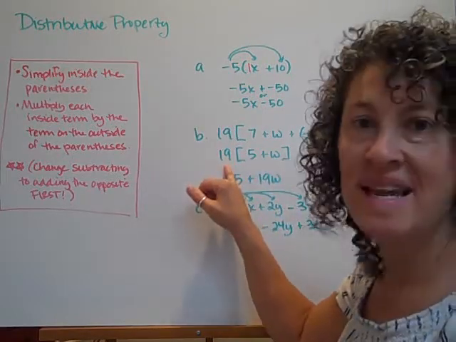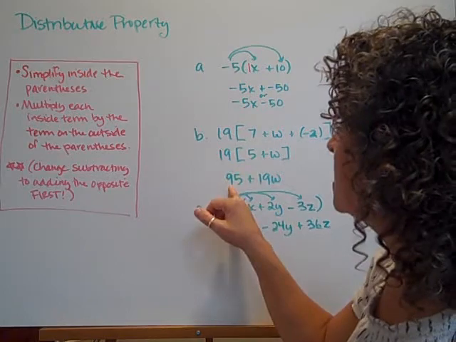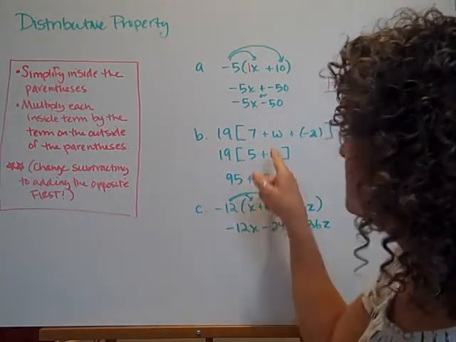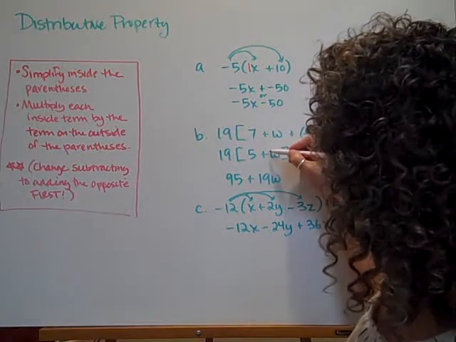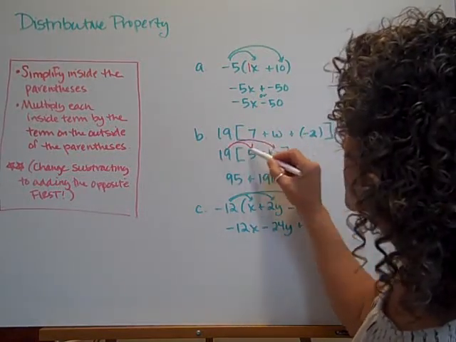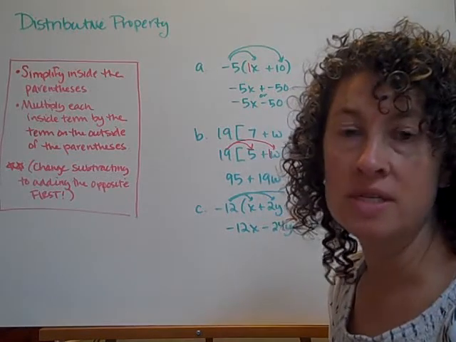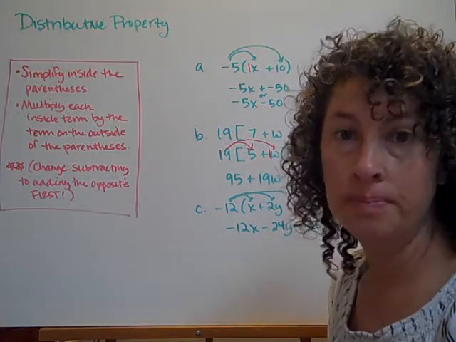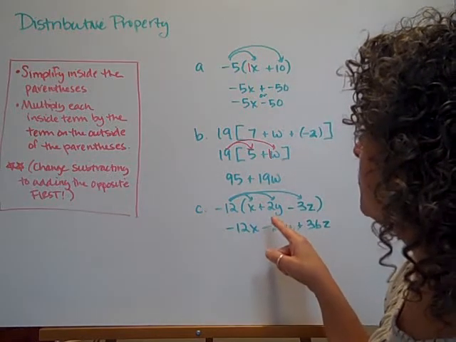So we're going to distribute this 19. 19 times 5 is 95, and 19 times w is 19w. Again, remembering that there's a 1 in front there, and then we're just multiplying each of these by those terms inside. So I end up with 95 plus 19w. Done.